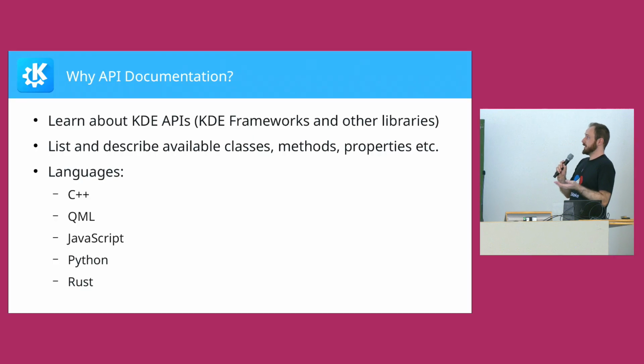And we not only have that for C++, we also have QML API, we have some amount of JavaScript API, and if you listened to my talk yesterday about language bindings, in the not so distant future, we also might want or need to have API documentation for Python APIs and Rust APIs, and potentially even more languages in the future.